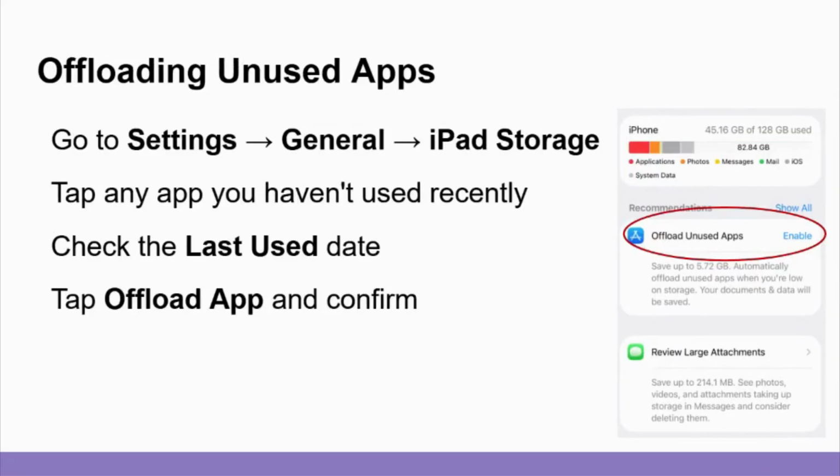To offload unused apps, go to Settings, tap General, tap iPad Storage, and scroll through your app list. Tap on any app and check the last used date. If it has been several months since anyone opened it, tap Offload App and confirm. You can get the storage back without losing anything. You may also choose to enable this function automatically by tapping Enable on the iPad Storage screen shown here.